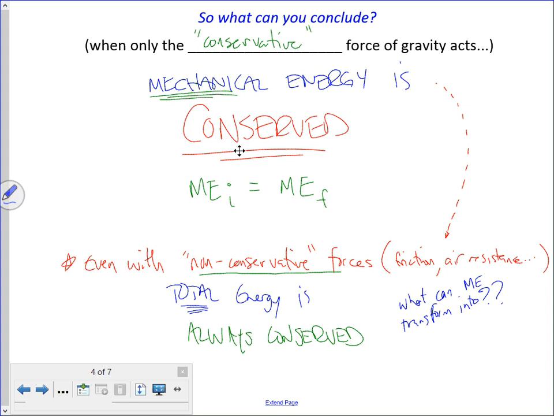But we're going to focus for a little bit at least on applying this idea that if we agree to neglect, which we have been for a long time, things like friction and air resistance, let's see how we can apply conservation of mechanical energy. Okay?